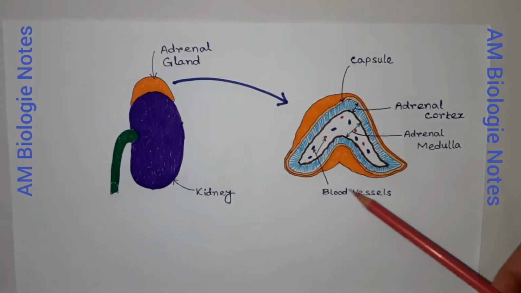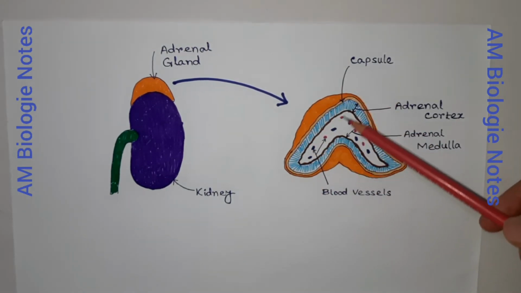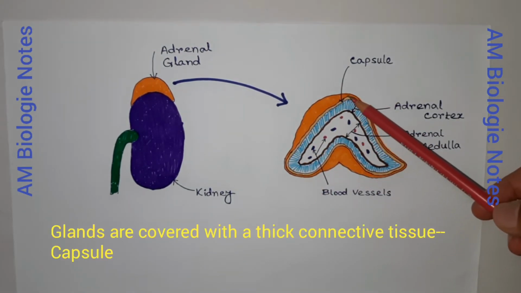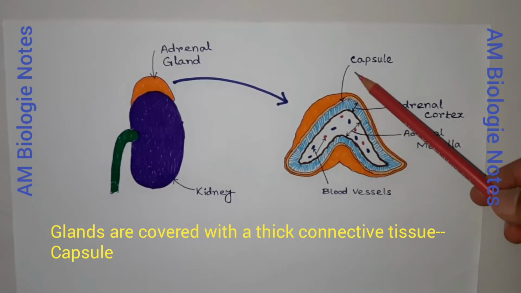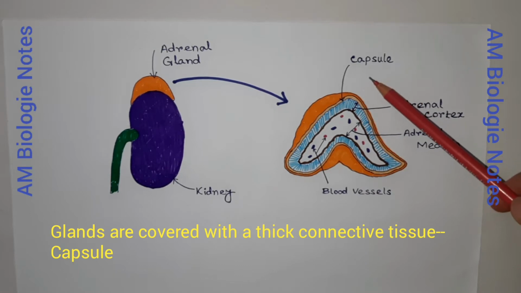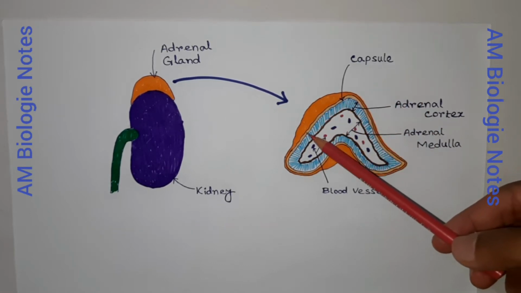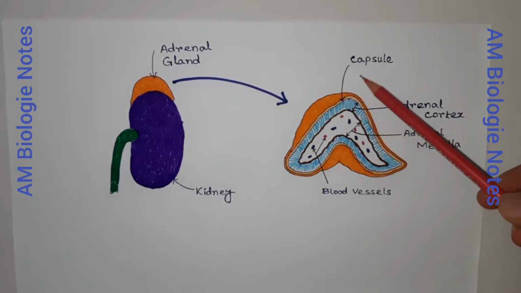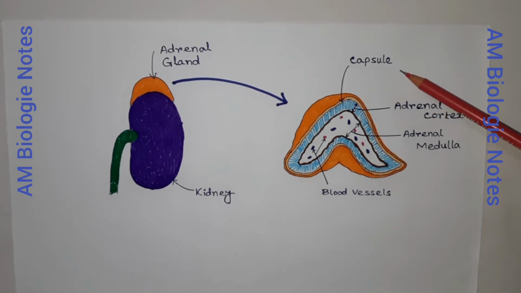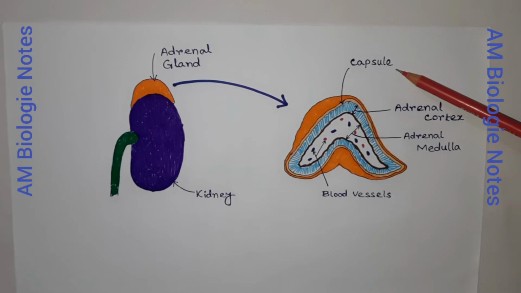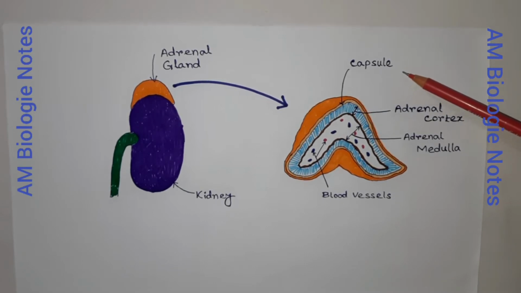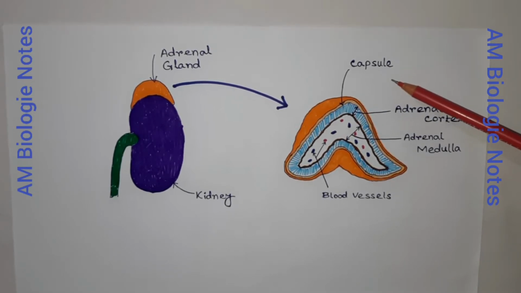If we make a section, then we will see the gland is covered with a thick connective tissue called the capsule. The capsule sends thin trabeculae into the gland's parenchyma. These trabeculae help to carry blood vessels and nerves inside the gland.